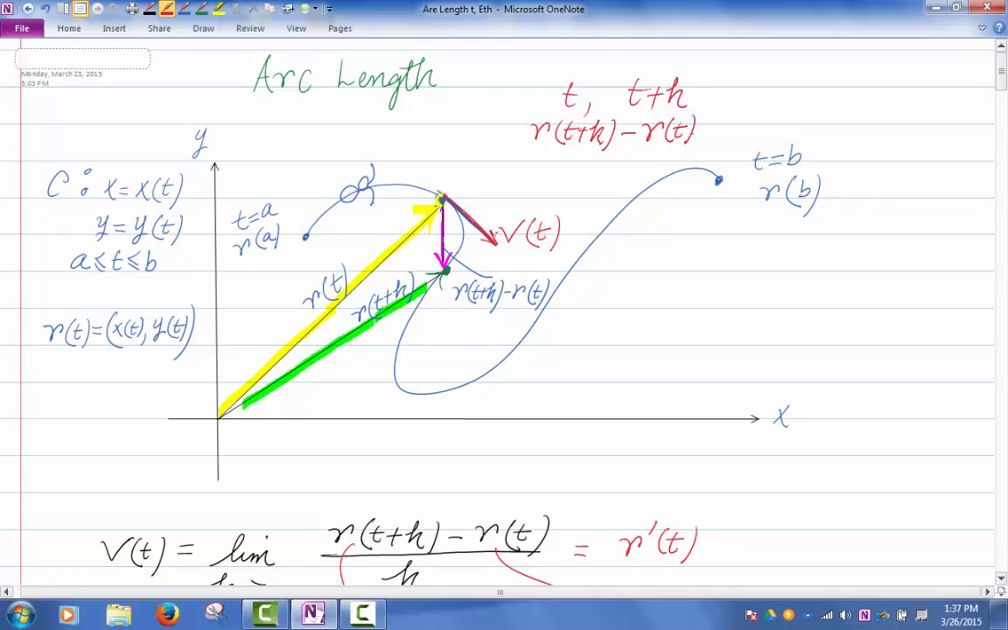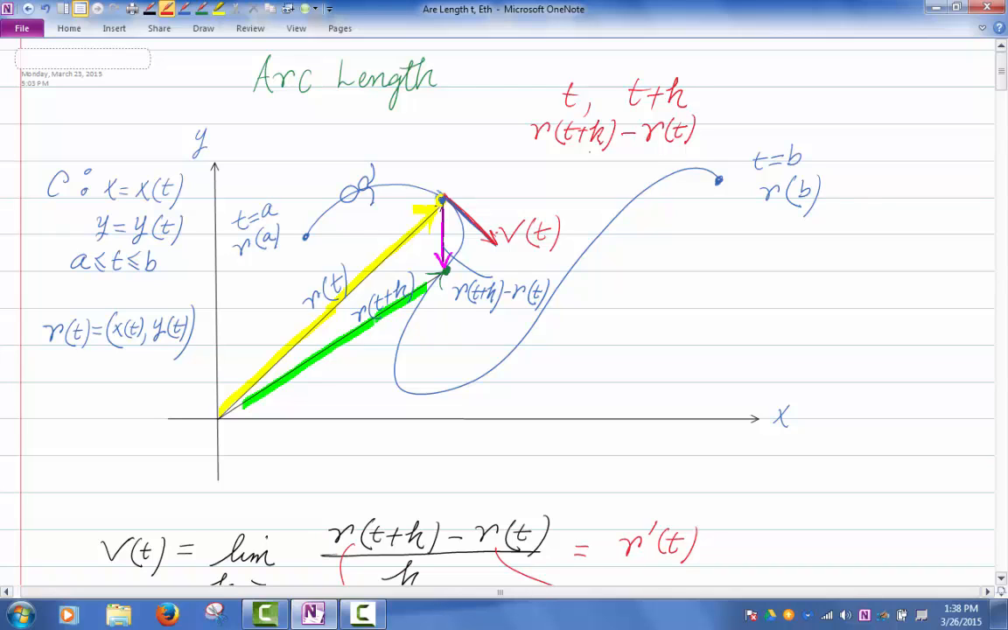Okay? Now imagine, somebody tell me this. What is this difference then? This difference is the change in position, right? If I look at r of t plus h, the position at time t plus h, minus r of t, the position at time t, the difference is the net change in position over that time interval from t to t plus h, right?